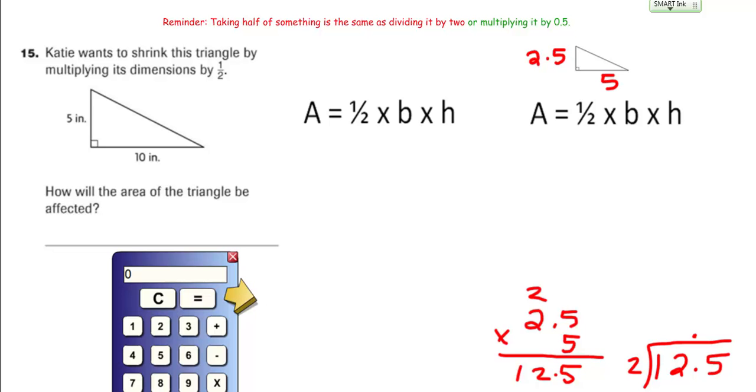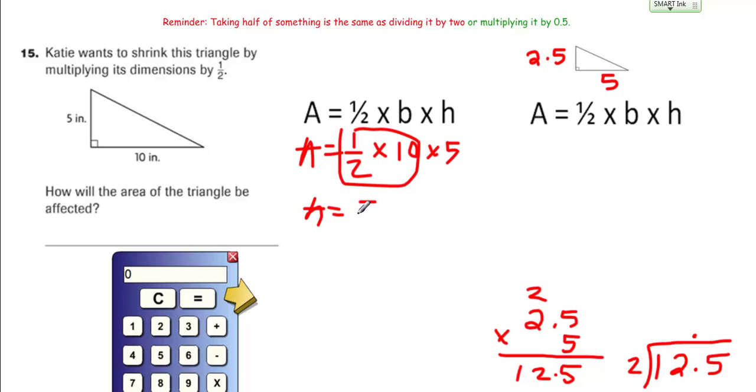So let's go ahead and find the area of the triangle that has not been shrunk by applying these numbers to this formula. So the base on this triangle is 10, and the height on this triangle is 5. We can easily take half of 10 in our heads. Half of 10 is 5, and 5 times 5 is 25. So the area of the larger triangle is 25 square inches.